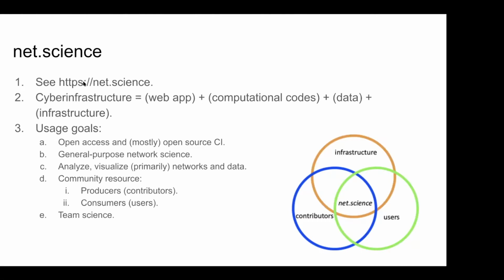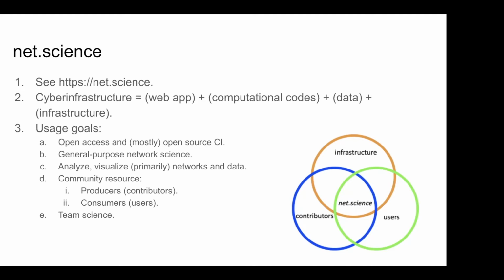And for us, our cyber infrastructure is a combination of the web app, computational codes, data, primarily network and network related data, and then the software infrastructure. And so the system we're building is going to be open access and mostly open source. So the only time we wouldn't have it open source is if someone contributes a code, for example, and they say they don't want it released, then of course we're going to honor that.